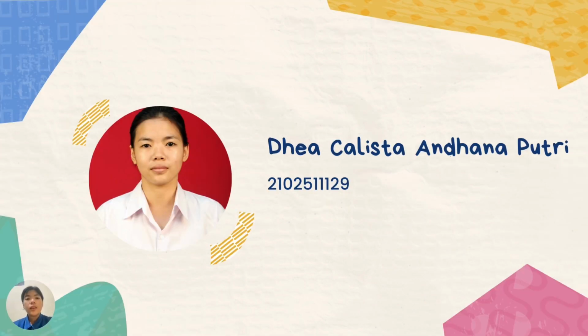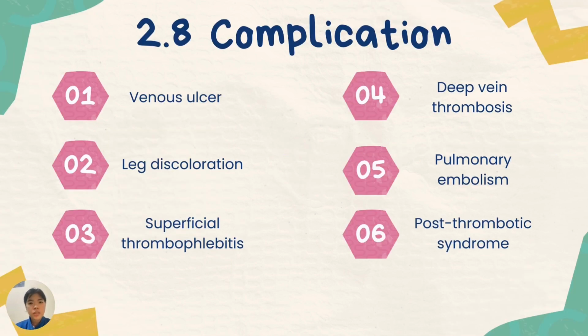I will present to you about the complications of chronic venous insufficiency. Chronic venous insufficiency, or CVI, is not a life-threatening condition. However, if left untreated, it can lead to serious complications.